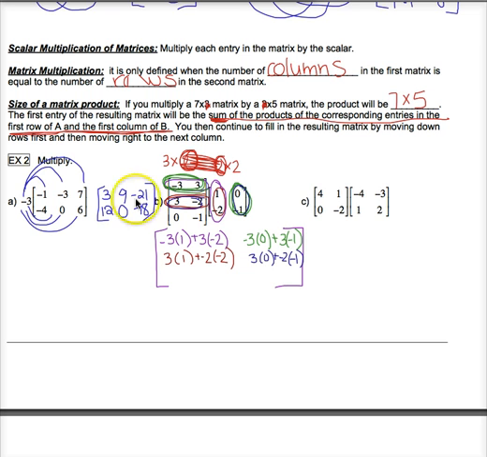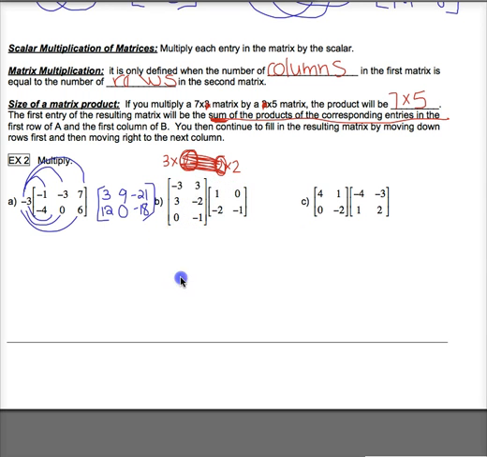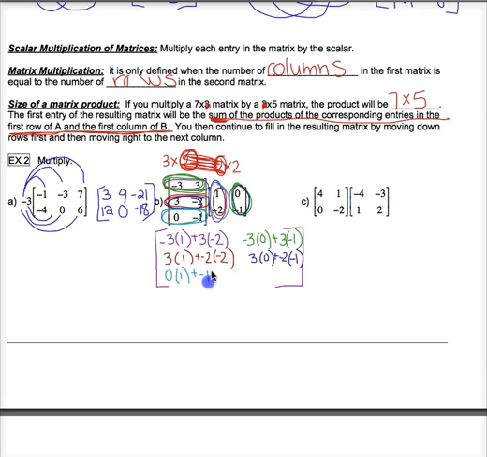And then finally, third row, first column, so 0 times 1 plus negative 1 times negative 2. And third row times second column, 0 times 0 plus negative 1 times negative 1. So that's my work. Now my answer, that should be pretty easy to compute.